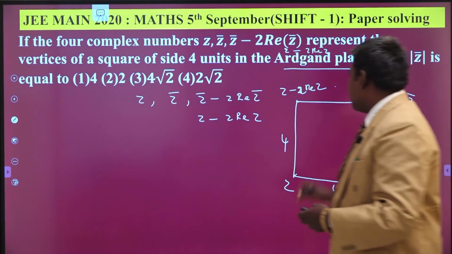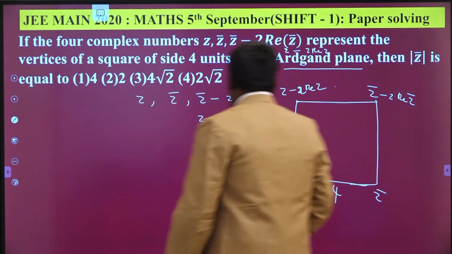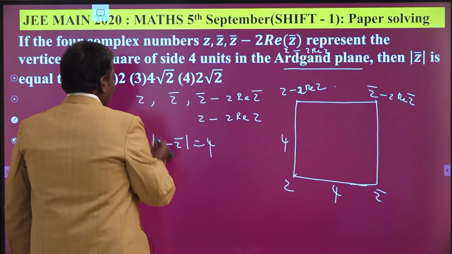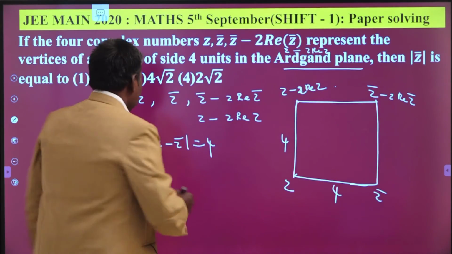Okay. Now the distance from here to here is what? 4 units. Modulus of z minus z bar is equal to 4. If you take z equal to x plus iy, what happened?